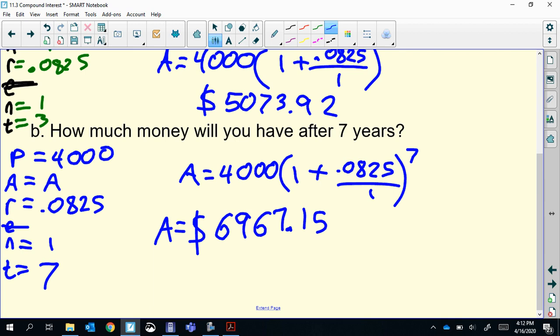So that should make a little bit of sense. First 3 years we gained $1,000. The next 4 years we gain almost $2,000 because that interest starts accumulating more and more interest. So it starts to grow faster and faster, which is really good for you if you're the one making the money.